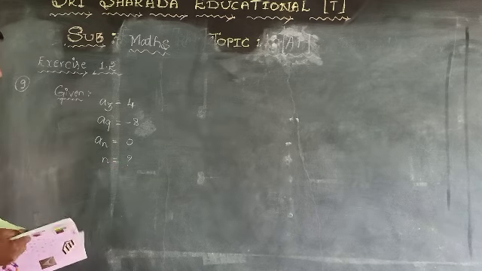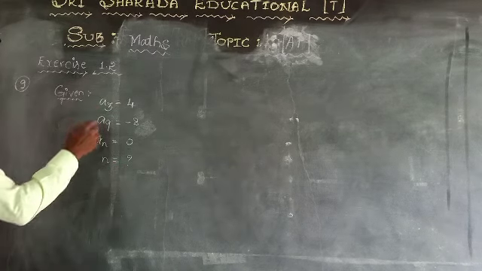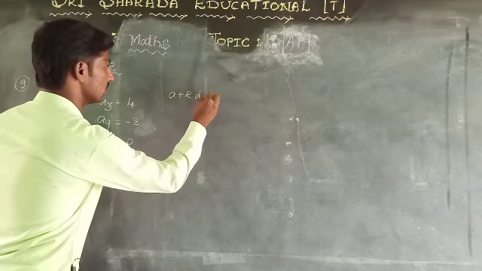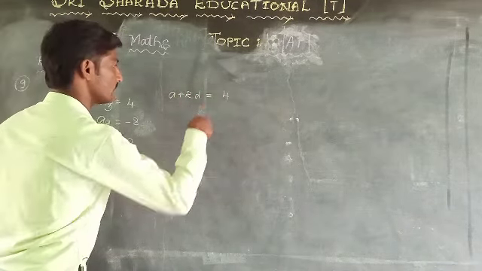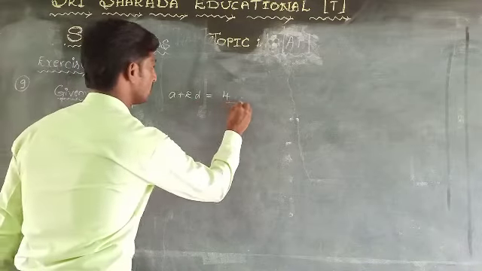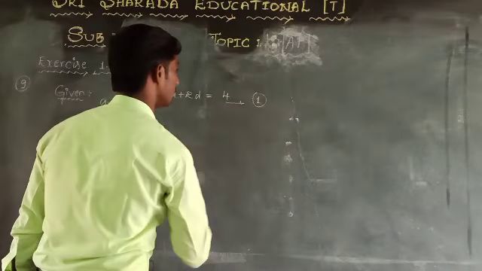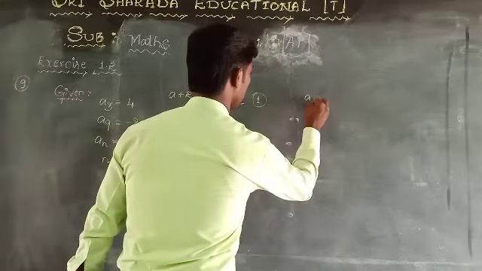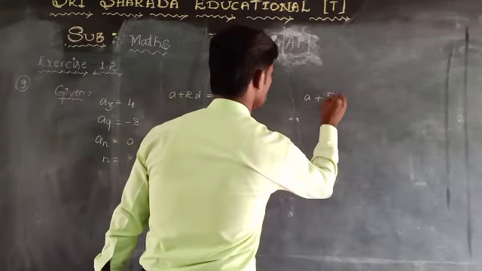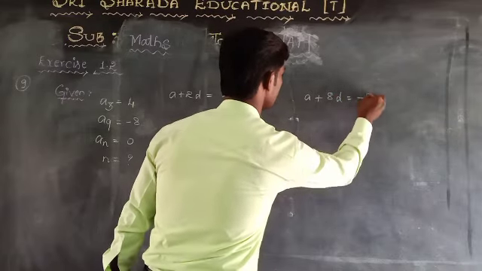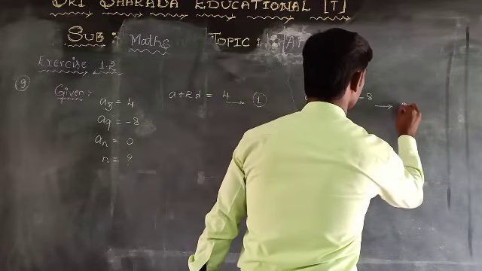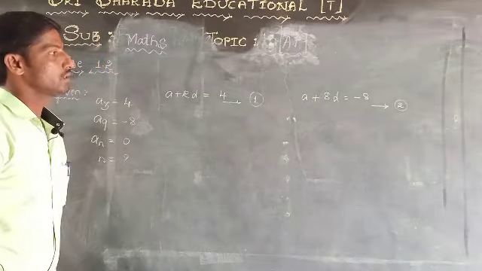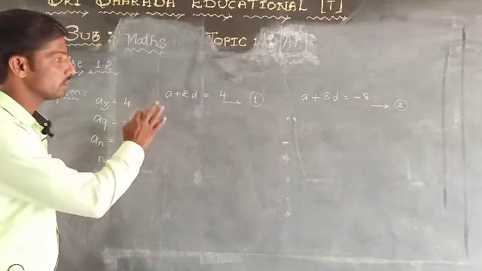For this, it is very simple. What is the general form of A3? It is nothing but a plus 2d, is it right? It is equal to 4, and I will call it equation number 1. And what is the general form of A9? It is a plus 8d is equal to minus 8. Call it equation number 2. Here we have two simultaneous linear equations in two variables.